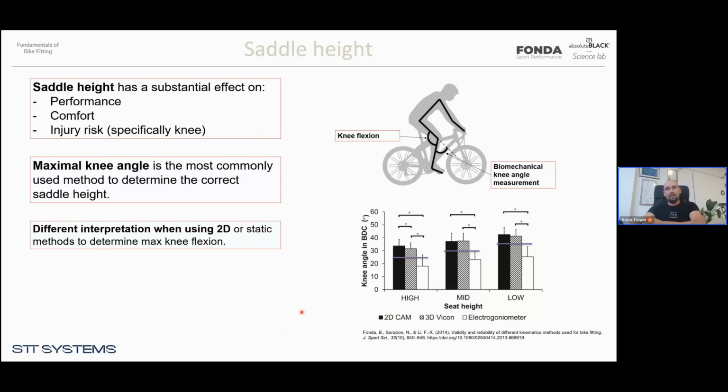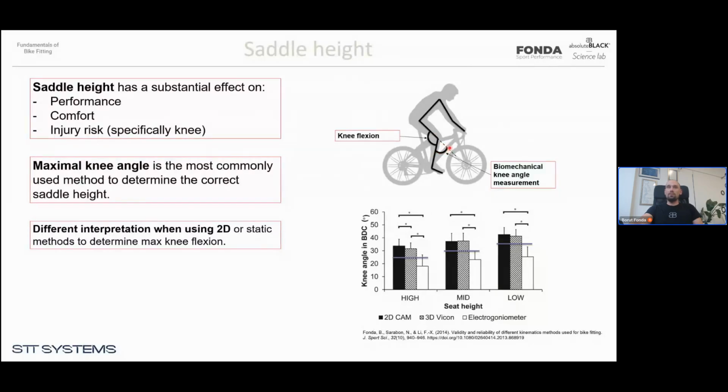So maximal knee angle, we have to again be very careful how we're reading the knee angle. What we have here is knee flexion. So when the leg is fully extended, it's almost 180 degrees. It never is 180 because the landmarks, the points on the bones, are almost never in a straight line. There's about 6 to 20 degrees of flexion present even in standing still. But then there is a biomechanical knee angle measurement, and that's this one here, like an extension of the femur and then the angle of this.